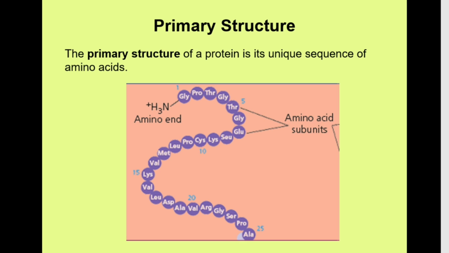And as we talked about earlier, there are 20 different amino acids, and these 20 amino acids can be joined together in any order. And that order is determined by our DNA. That is what the sequence of nucleotides in our DNA does. It codes for this unique sequence of amino acids.